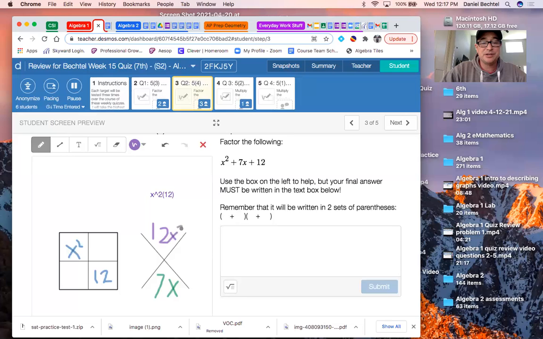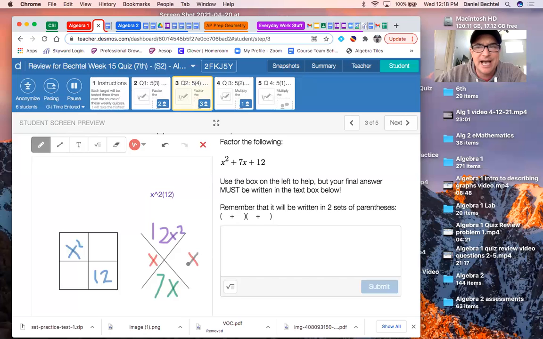When you do this, you're just going to be putting those with each other. So now it's multiplying to 12x squared and adding to 7x. Okay, so now I'm going to think about what those two things might be. All right, so this isn't too hard. We know that they have to be an x and an x. We know that that has to be the case.